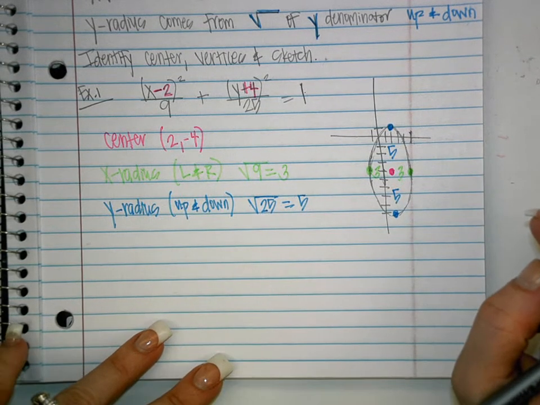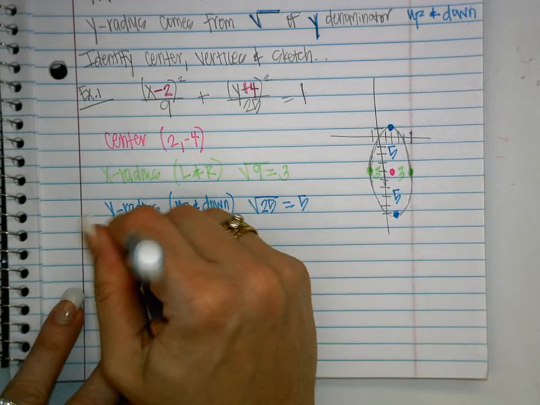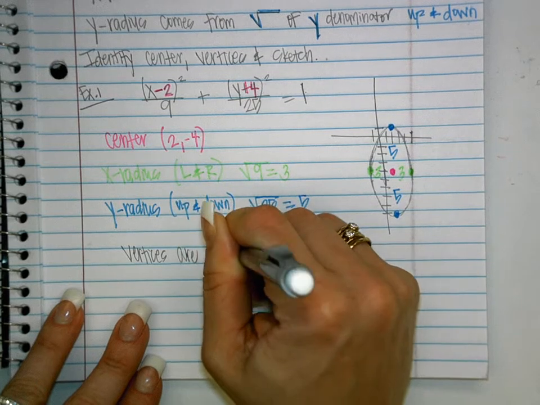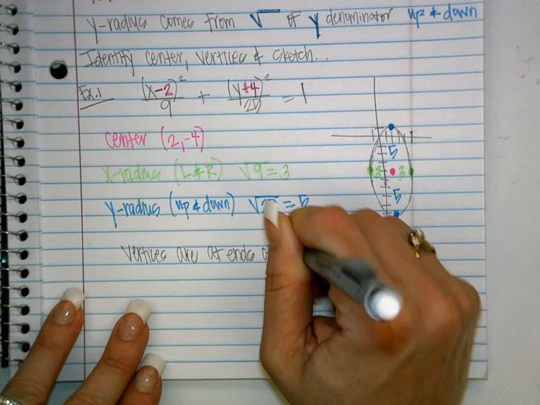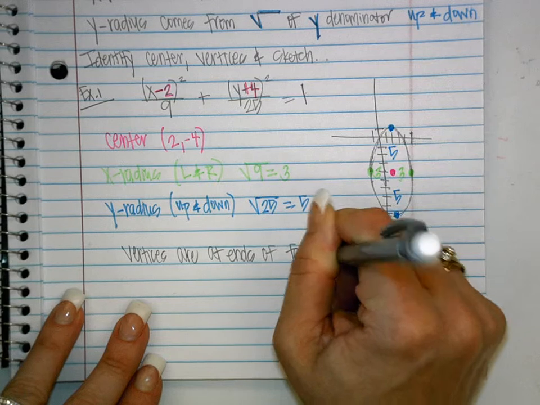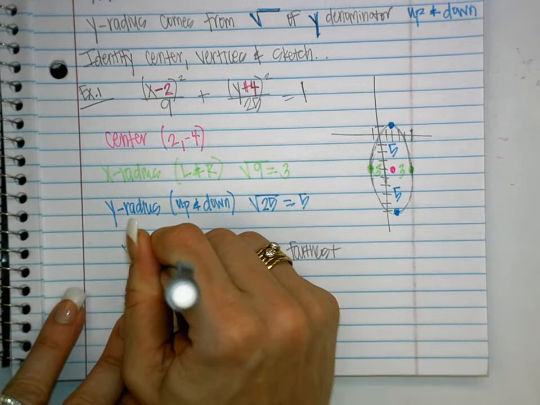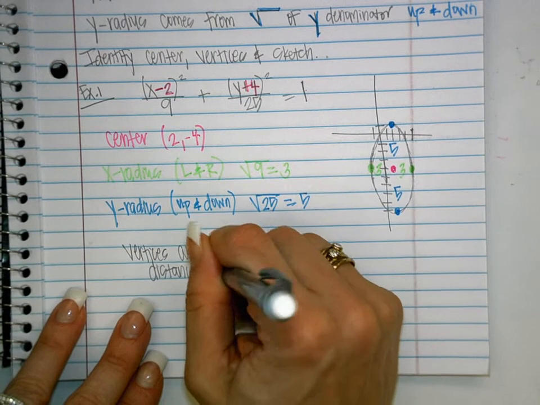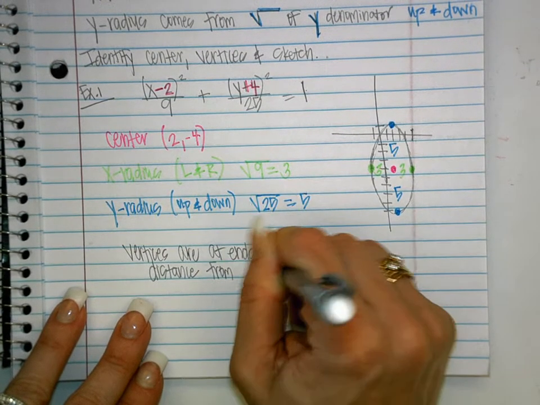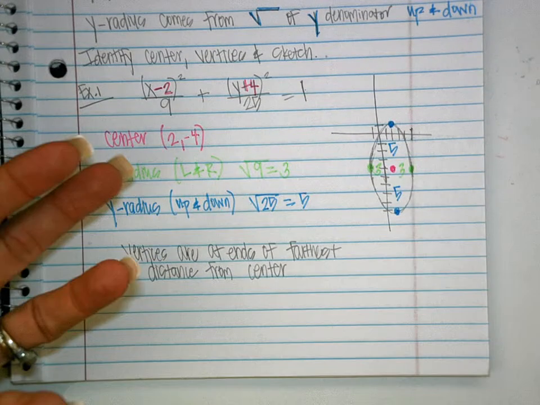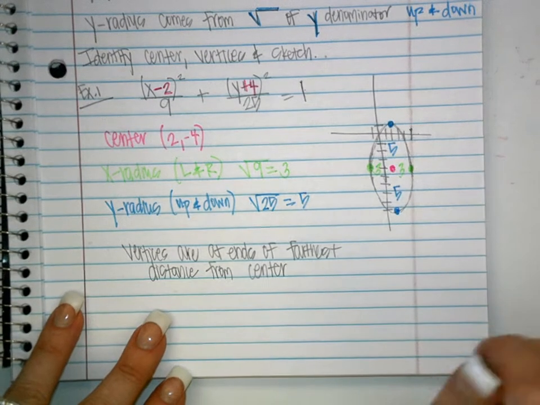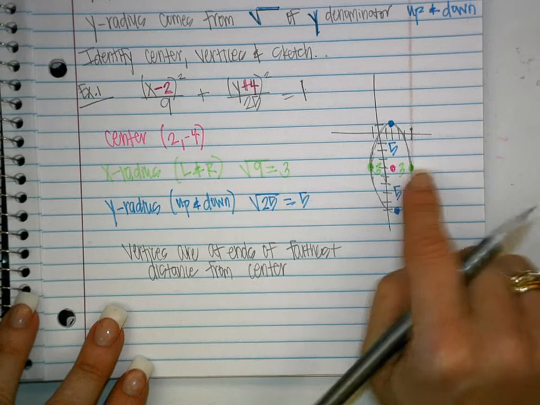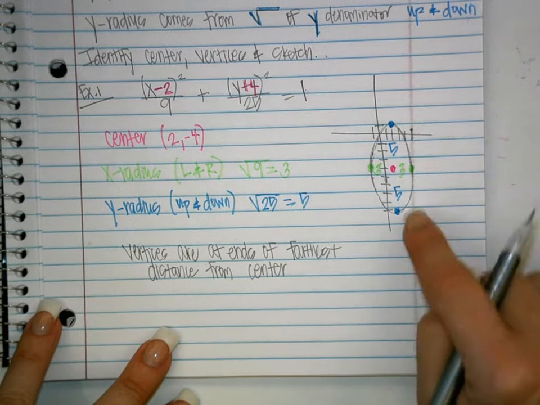Then to figure out where the actual vertices are: vertices are at the ends of the farthest distance from the center. So basically you label these so it tells you which one is farther away, the side to sides or the up and downs. The up and downs, they're 5 away. The side to sides are only 3 away. So you label these two as the vertices.